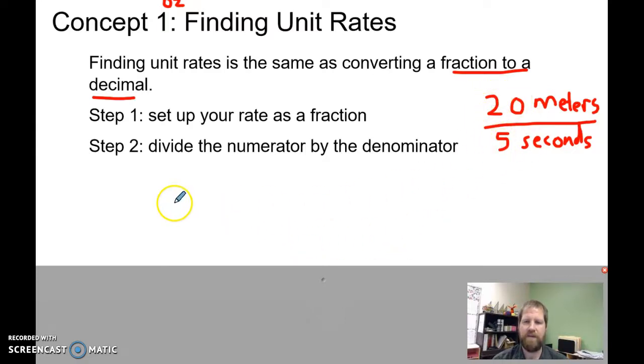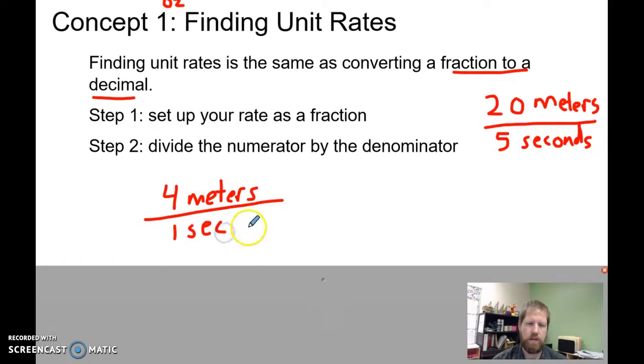20 divided by 5. Well, 5 goes 4 times into 20. So we'd be left with 4 meters for every 1 second. And we can write this as 4 meters per second. Same thing. You don't have to have the 1 down here because 4 over 1 is the same as 4.